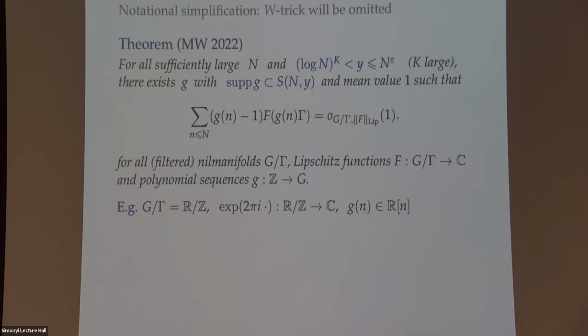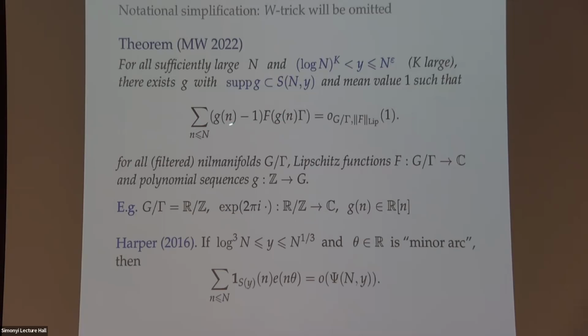If you haven't seen these objects before, you may think of the nilmanifold that appears here as R modulo Z. You may think of the Lipschitz function that appears here as the function e to the 2 pi i m. And you may think of the polynomial sequence that occurs as a polynomial with coefficients in the real numbers. And in this example here, you are in a more classical situation. You are studying the correlation of an arithmetic function with exponentials with linear phases. In particular, you may study your arithmetic function twisted with exponentials with linear phases.